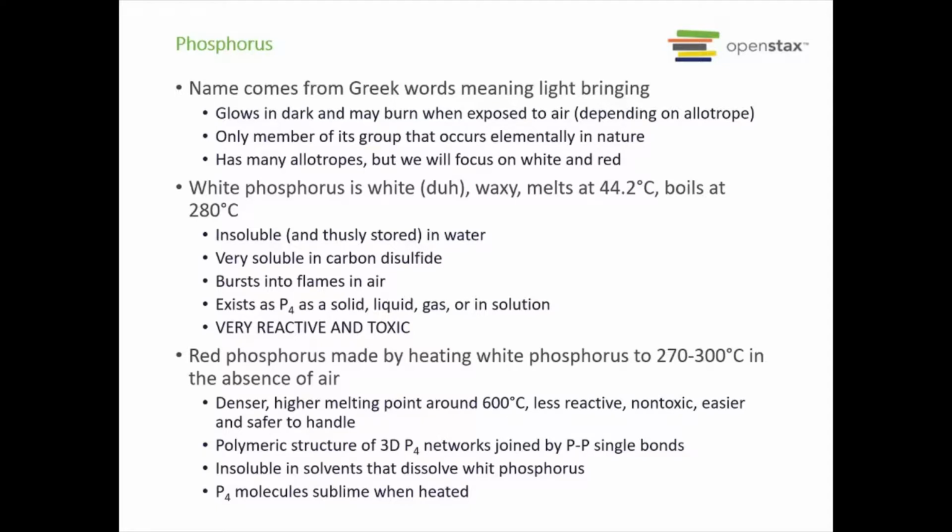Bunch of different allotropes, but we're just going to talk about the white and red allotropes. The white phosphorus allotrope is white, duh. It's waxy and melts at 44.2 degrees Celsius and boils at 280 degrees Celsius.